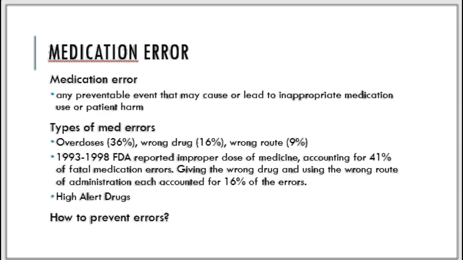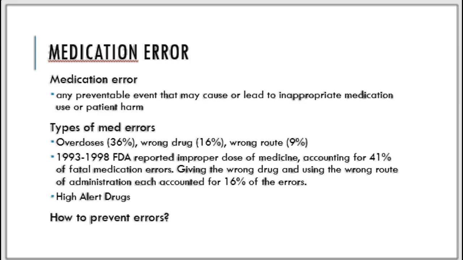Then the wrong route, like an IV dose versus an IM dose. You just need to be very careful when you're looking at this. Also high alert drugs like heparin and insulin. And then pediatric medications, always get a double check.